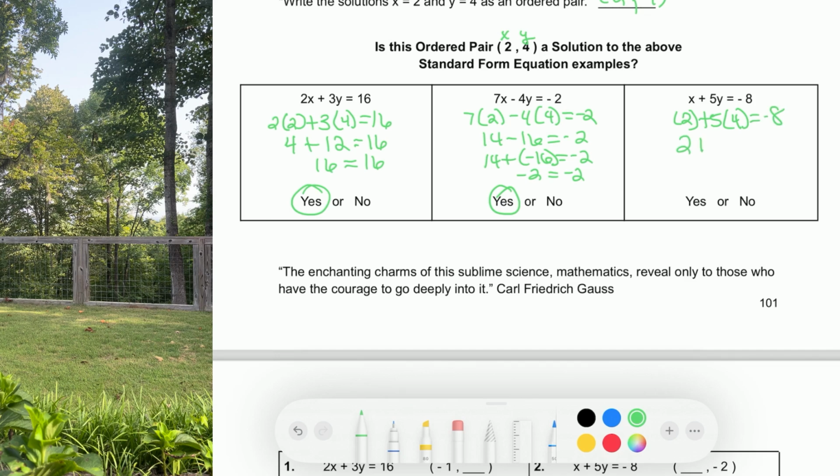So I end up with 2 plus 5 times 4 is 20. 2 plus 20 is 22. Does 22 equal negative 8? No, it doesn't. So that means this coordinate, this ordered pair, is not a solution for this standard form equation.